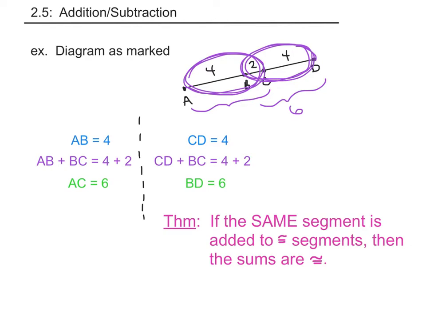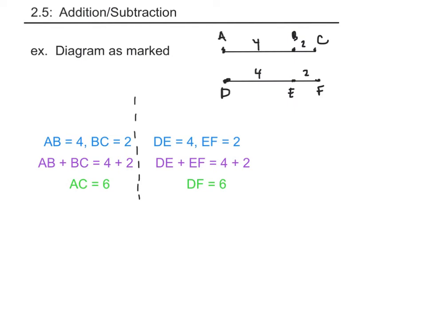Now, I also have to note that this could say angle. This theorem is still the same. It still holds. If the same angle is added to congruent angles, then the sums are congruent. So here's our first addition theorem in the section. Okay, so let's mix it up a little bit and take it a little bit further.